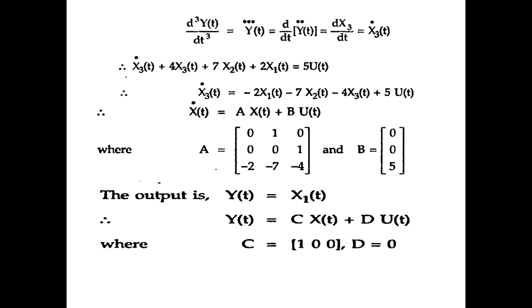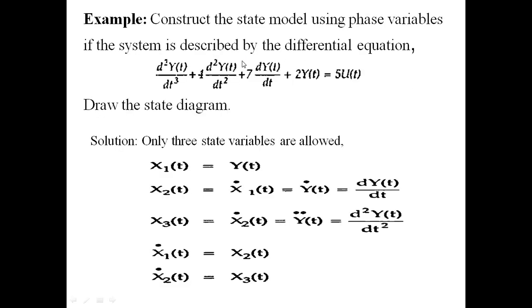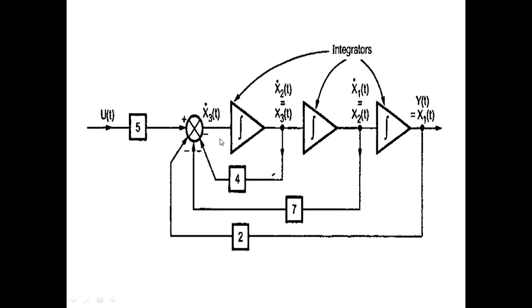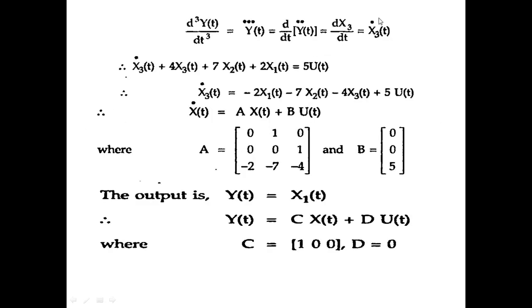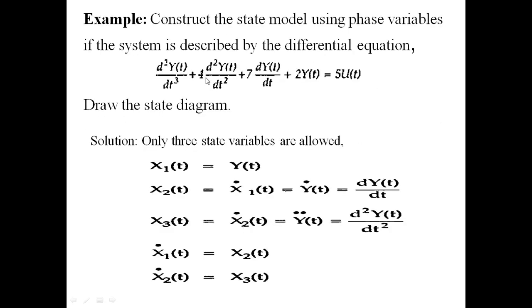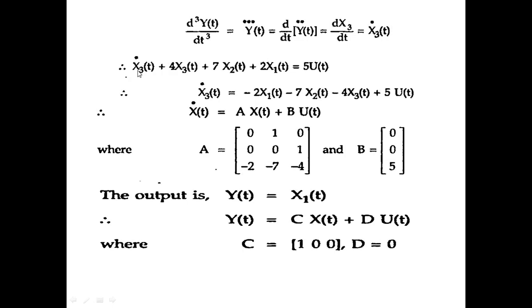So let's see that one. This derivative, d cube y of t divided by dt cube, is nothing but x3 dash of t. If I rewrite this equation, we can write it as x3 dash of t plus 4 x3 of t plus 7 x2 plus 2 into x1 of t, which is equal to 5 into u of t.